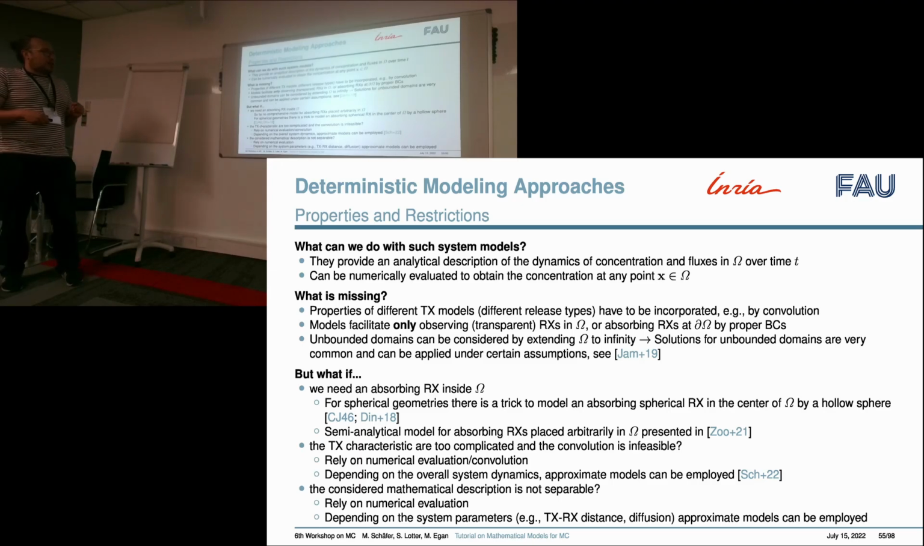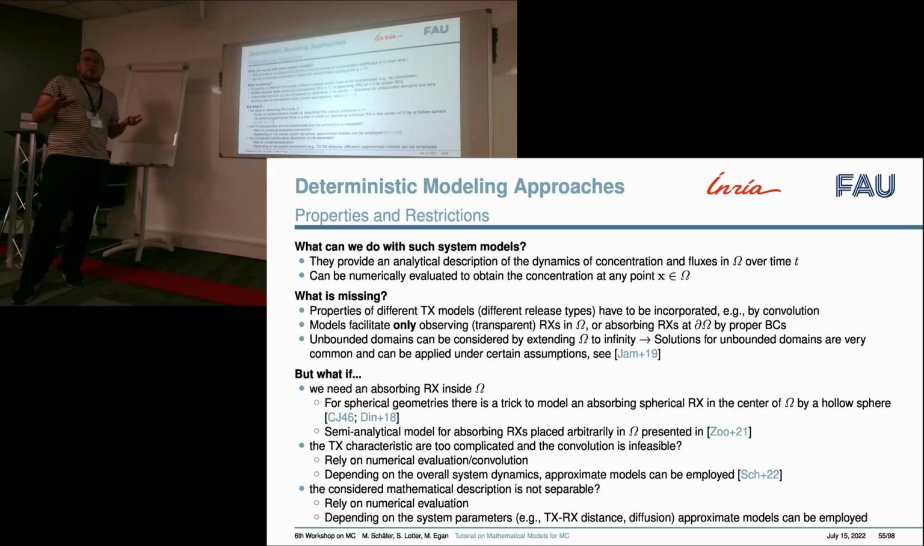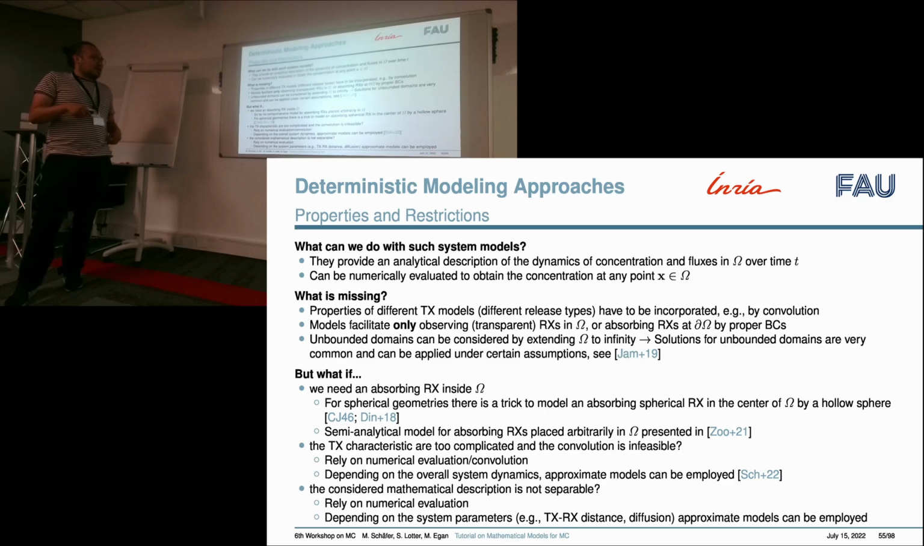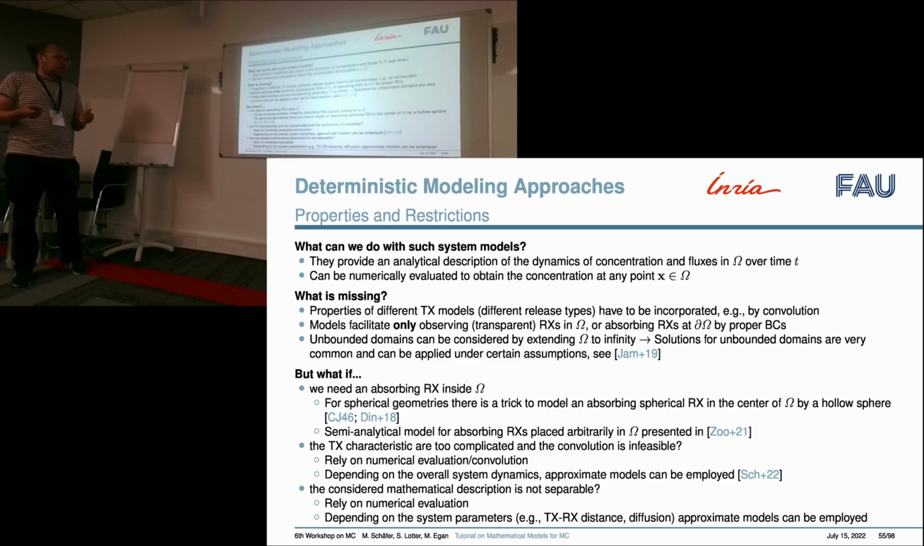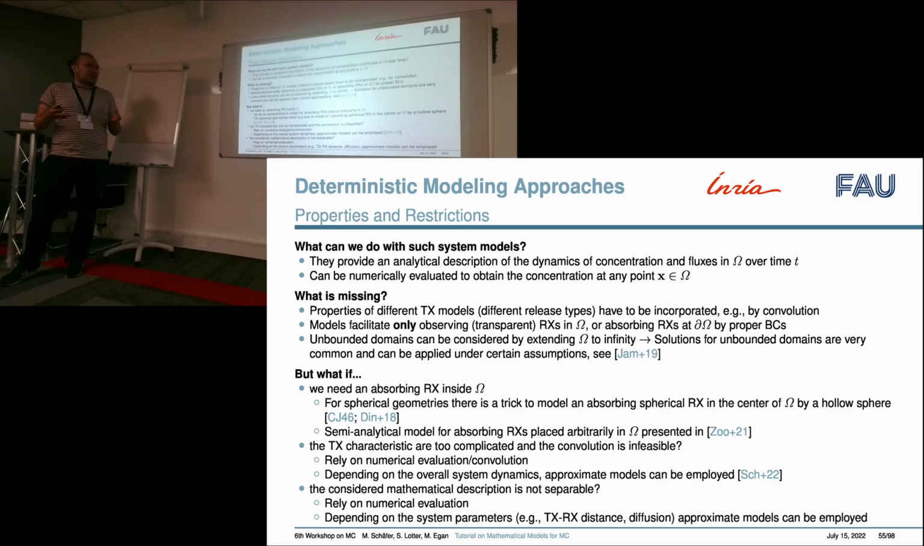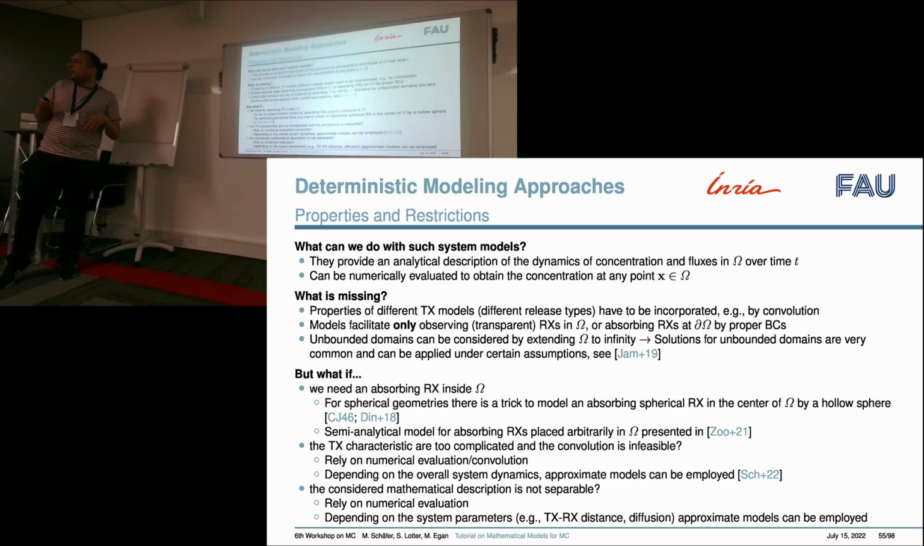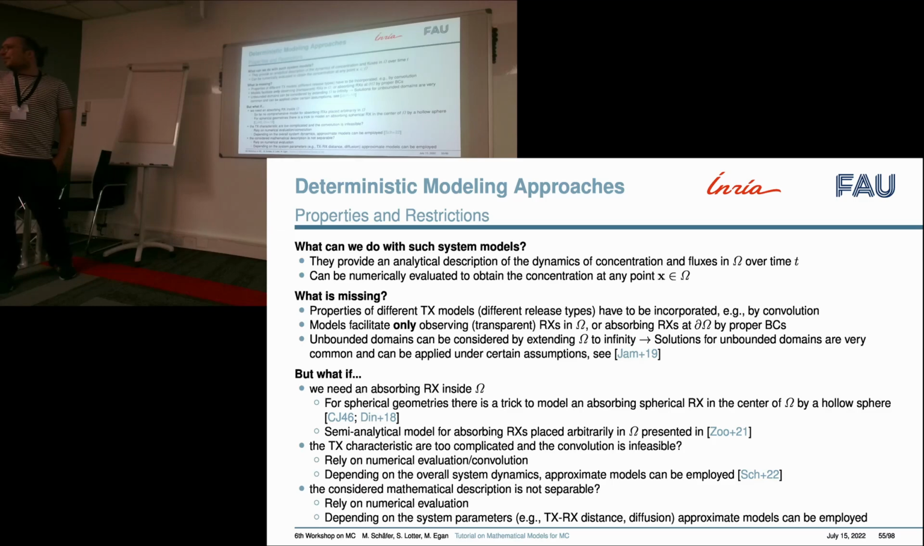And what if the transmitter characteristics are too complicated and the convolution is infeasible? That might also happen, then we might rely on numerical evaluation or on some approximations. Another case is when the considered mathematical description is not separable. If we cannot solve the PDE, then we might also rely on numerical evaluation, or depending on the system parameters, we can use approximate models. Maybe I go through one of the approximate models I have, because I think I'm running out of time a bit. I mean, it's 3 more minutes. Let's see how far I can go.